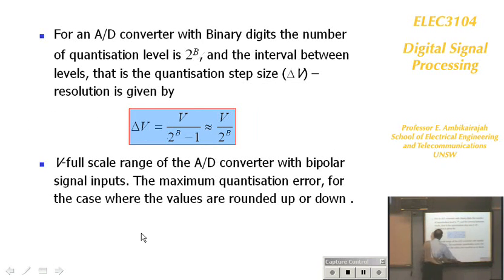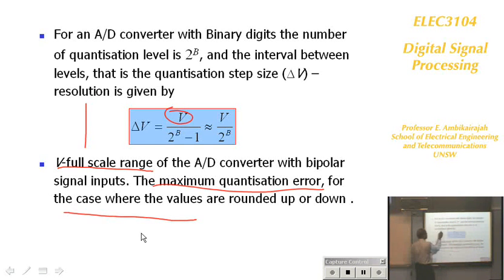So basically you're saying that for the full scale voltage of the ADC with a bipolar signal, the maximum quantization error, in the worst scenario, is when values are rounded up or down. Remember I told you, it can go up or it can go down.